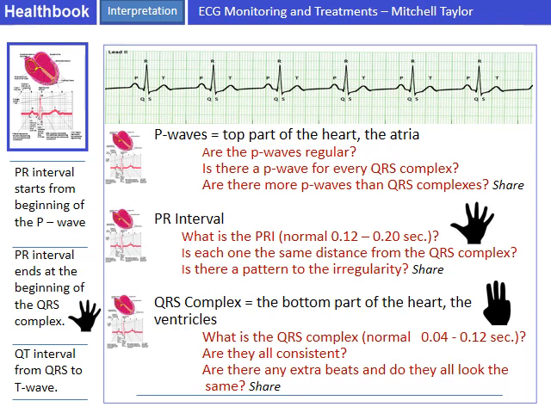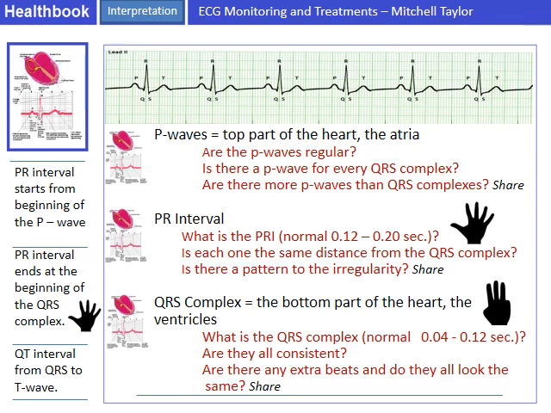Now the QRS complex, if it's greater than 0.12, then I know that the stimulus is coming from lower than the atria. And so that's one thing that's going to be in our consideration. If it's a widened QRS complex, we're going to say that stimulus is coming from the bottom part of the heart versus coming from the top part of the heart. And so that's a big point for us if the QRS is widened.